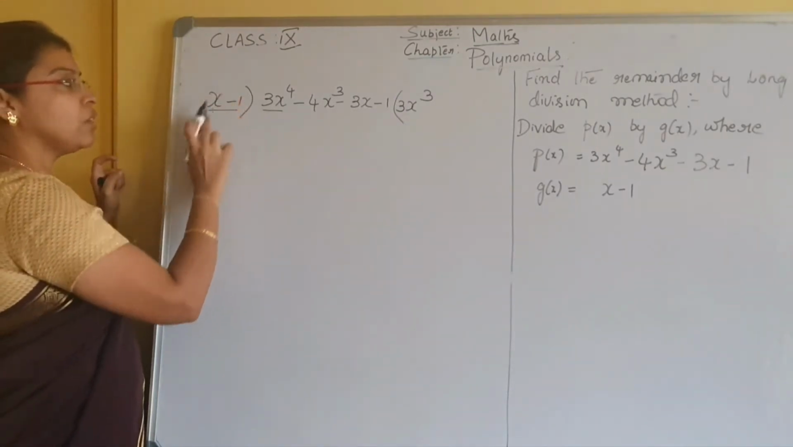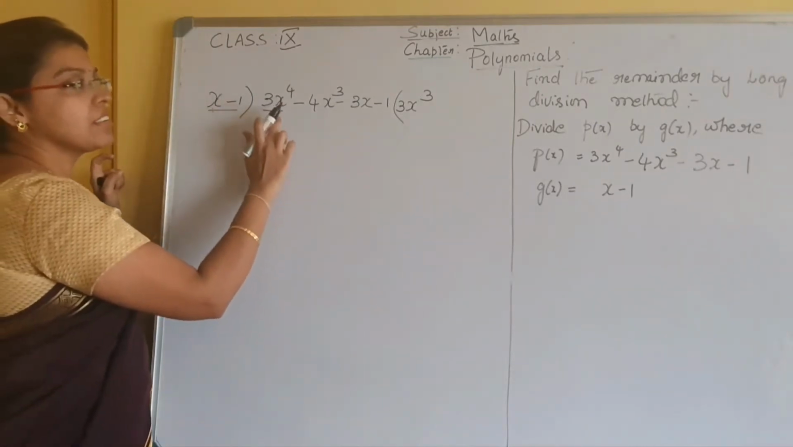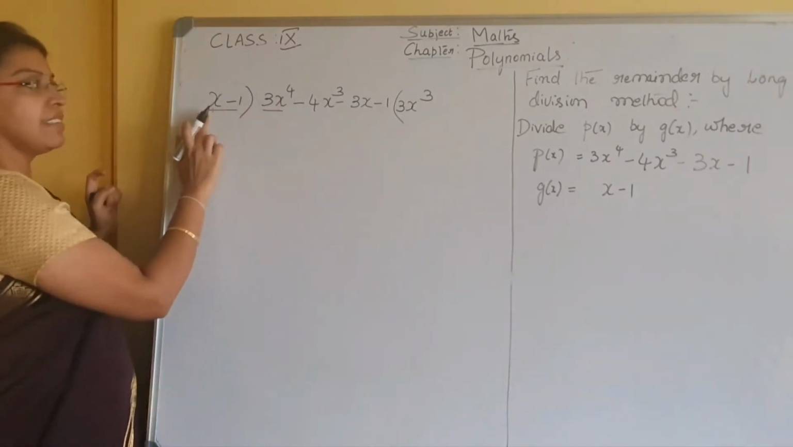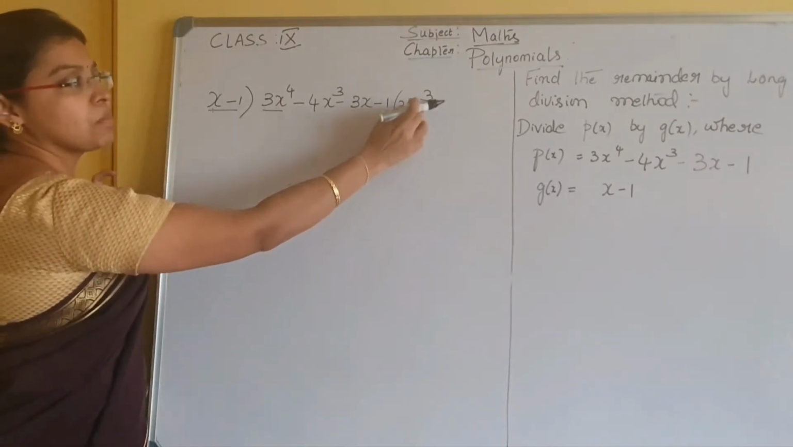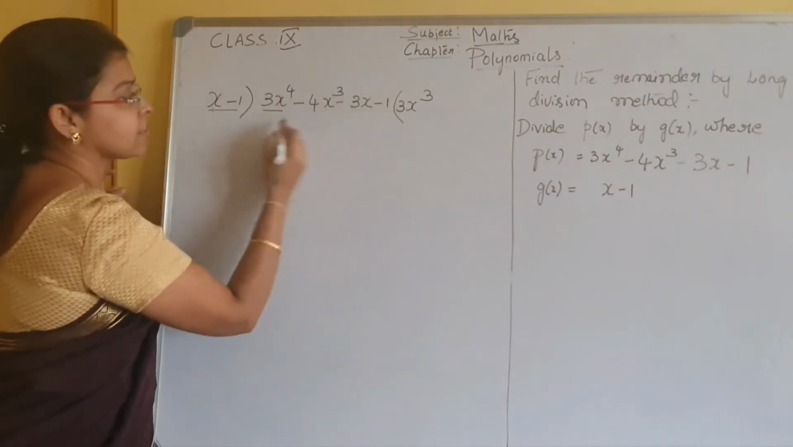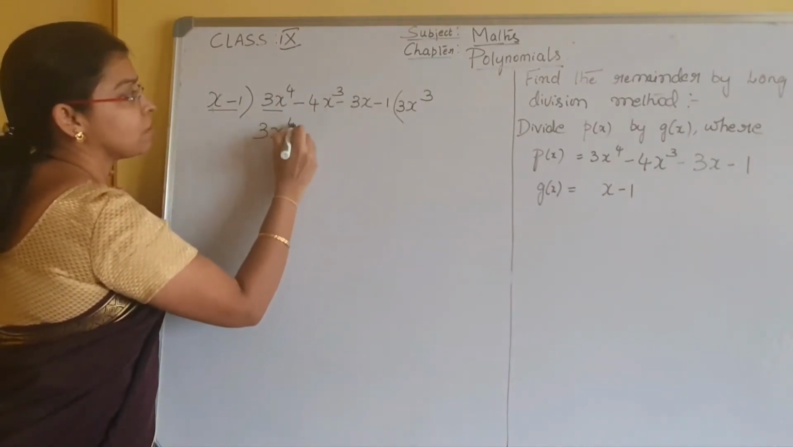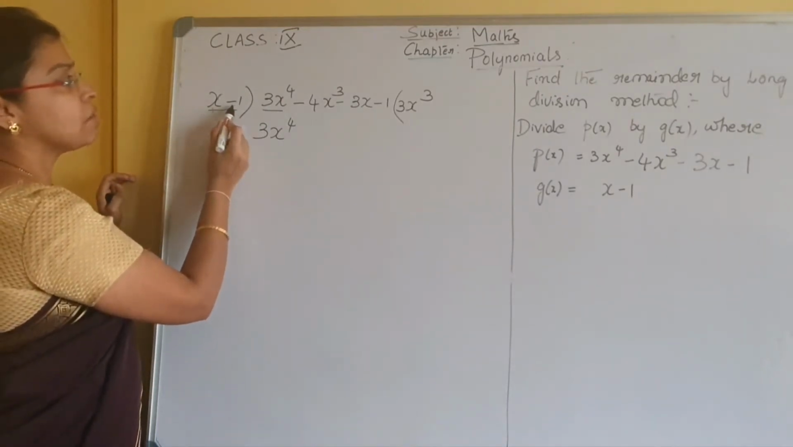So with what will you multiply the first term of the divisor to get the first term of the dividend? Here it is x. How can you get 3x to the power of 4? If you multiply with 3x cube, you will get 3x to the power of 4. X into 3x cube will give you 3x to the power of 4. In a similar way, we are also left with minus 1.